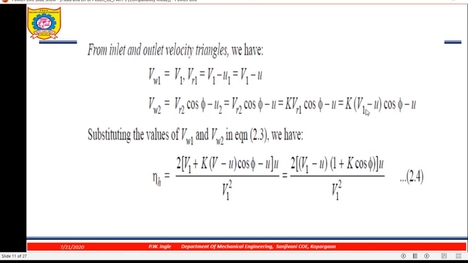The equation for vw2 is k (v1 minus u) cos φ minus u. So putting the values of vw1 and vw2 in the hydraulic efficiency, you get the equation as 2 (v1 minus u)(1 plus k cos φ) u upon v1 squared.